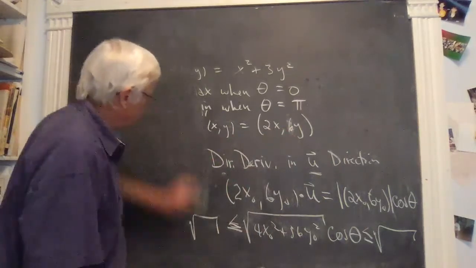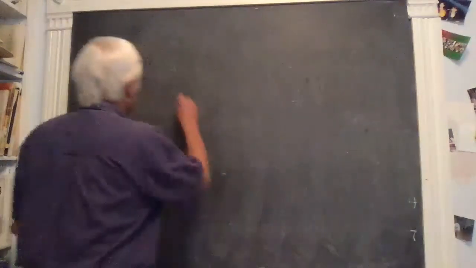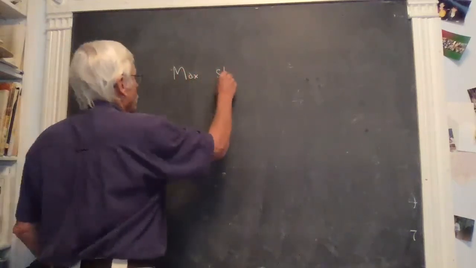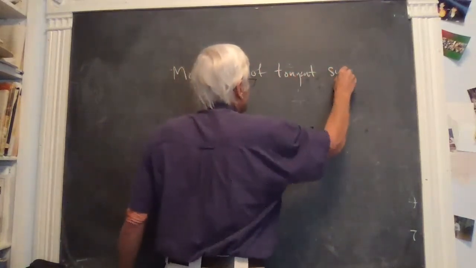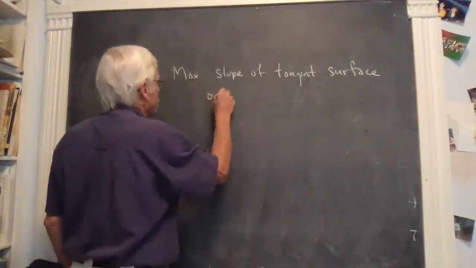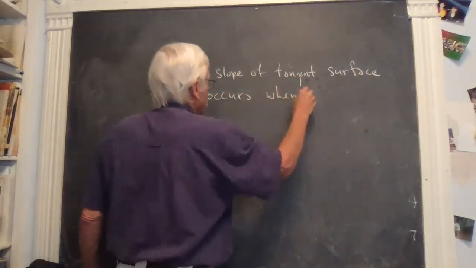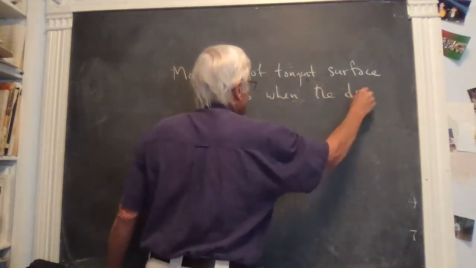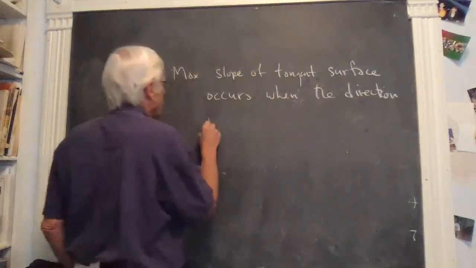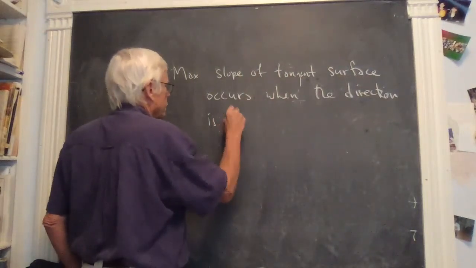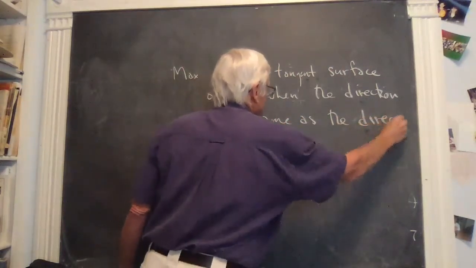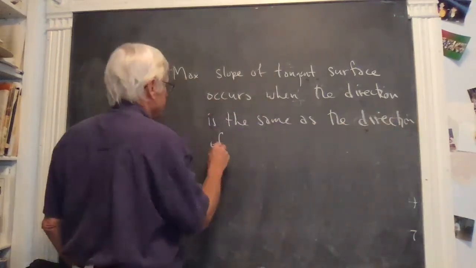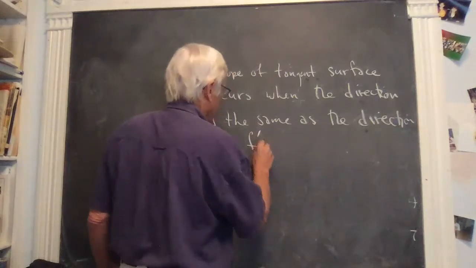I'm going to record it here. Maximal slope of tangent surface occurs when the direction is the same as the direction of the derivative. This is at a given point.